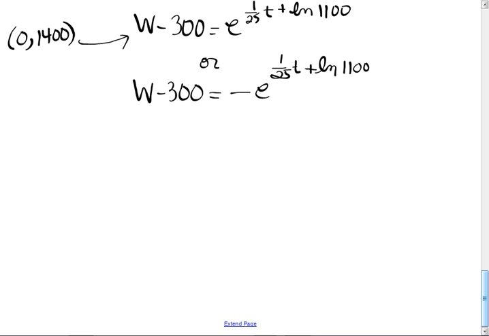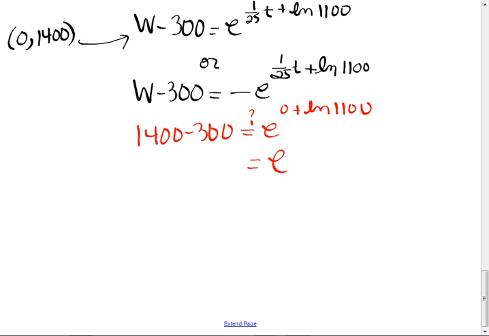Okay, Declan, you got that? So it's 1400 minus 300. Is that equal to e to the 1/25th of 0 is 0, plus the log of 1100? Well, the right side is e to the log of 1100, which is 1100. E to the log of f of x, as long as this number here is 1, is f of x.